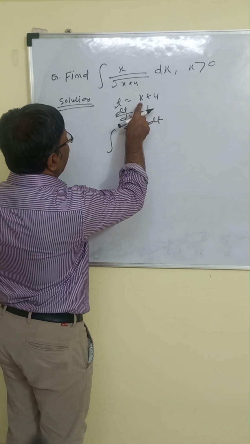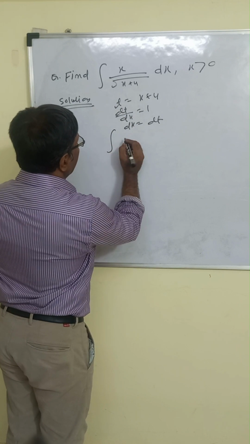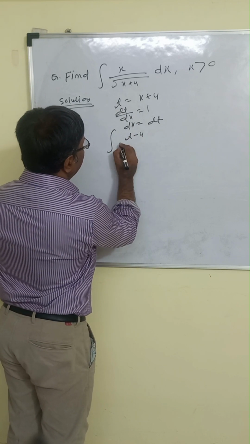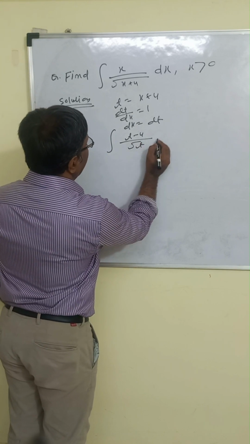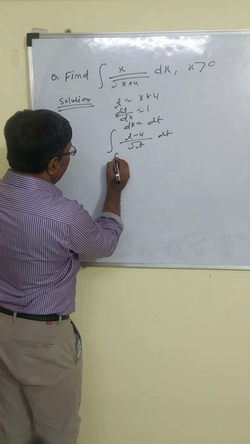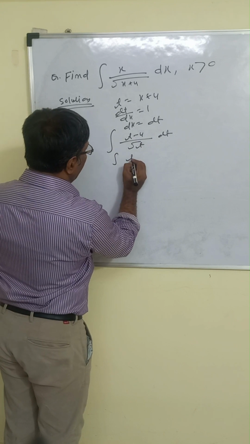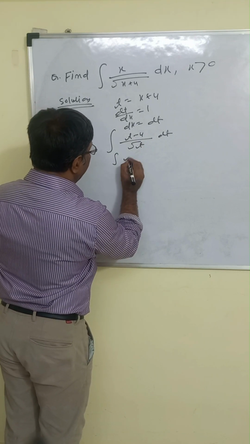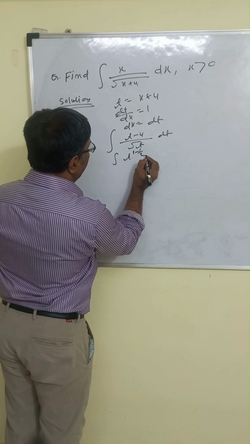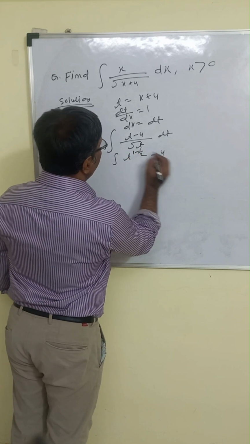So we can find x equal to t minus 4. So write the value of x in form of t. And here root x plus 4, that is root t, and this is dt. So we can write t upon root 2. So this is t power half, this is t power 1 minus half. So 1 minus half minus this is 4 by root 2.